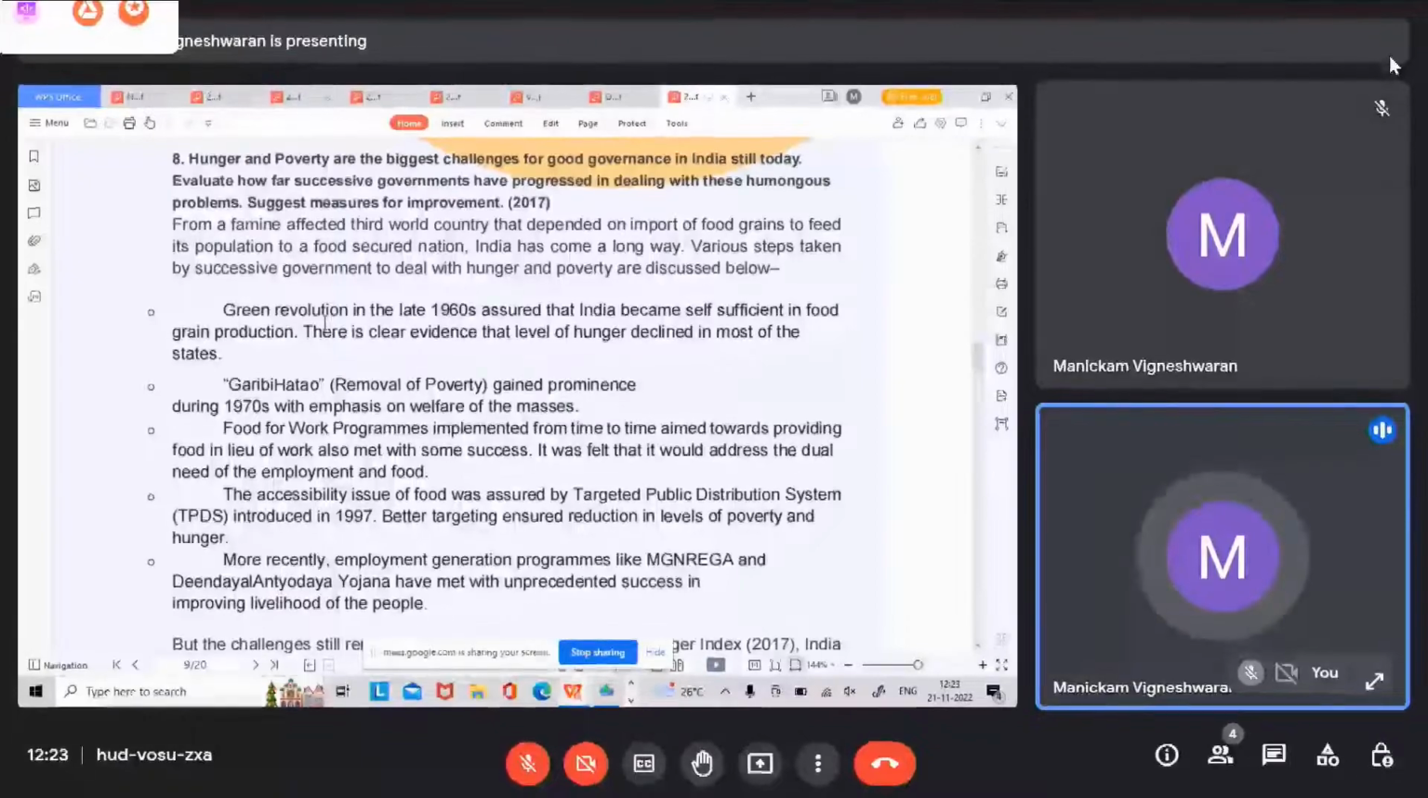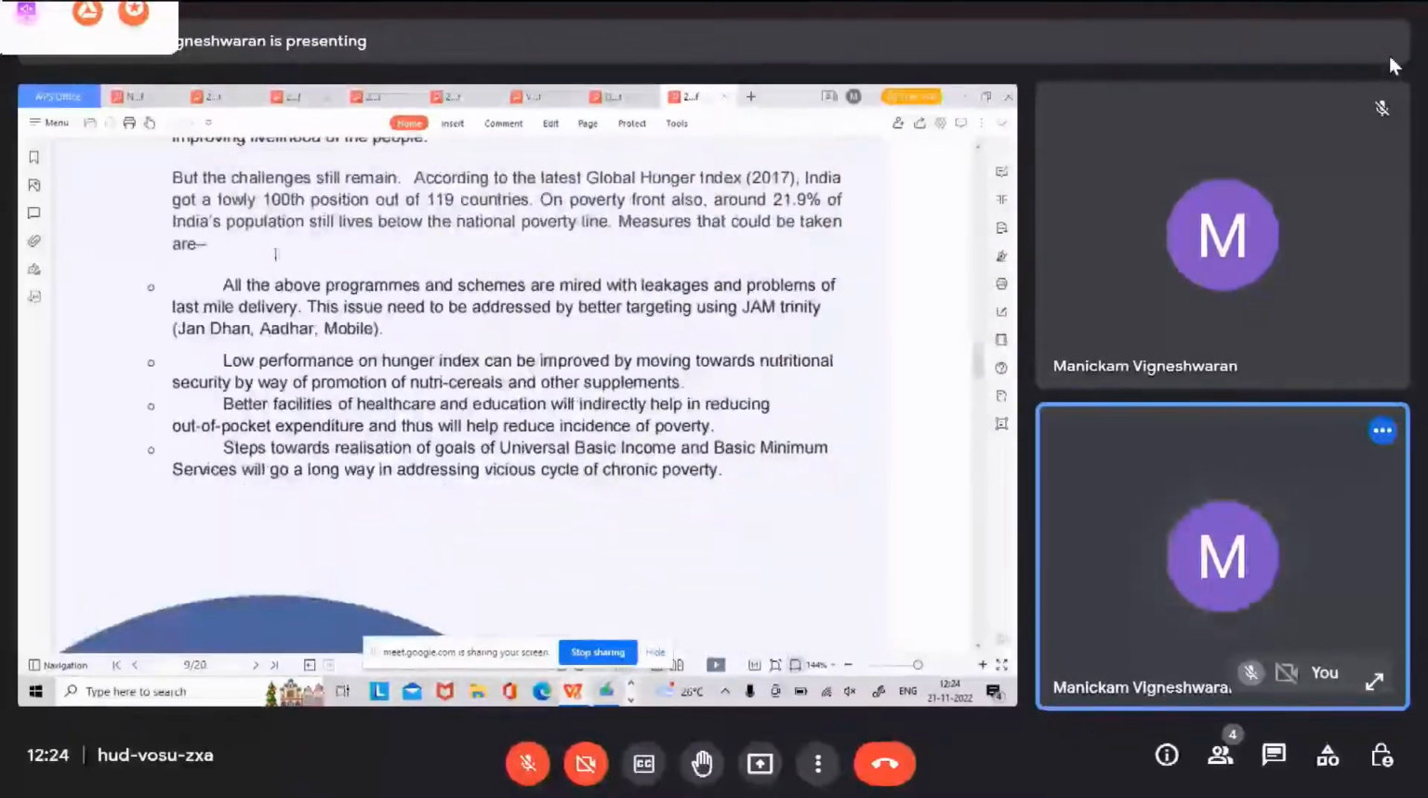The accessibility issue of food was addressed by the Targeted Public Distribution System introduced in 1997. Better targeting ensured a reduction in levels of poverty and hunger. More recently, employment generation programs like the Mahatma Gandhi National Rural Employment Guarantee Scheme and Deen Dayal Antyodaya Yojana have met with unprecedented success in improving the livelihood of the people. But the challenges still remain.